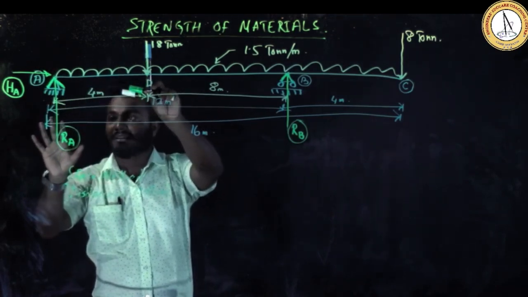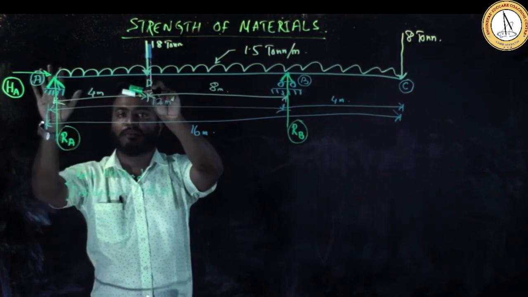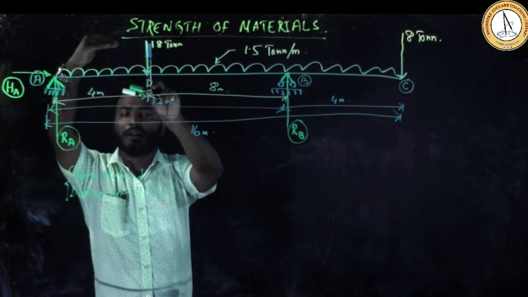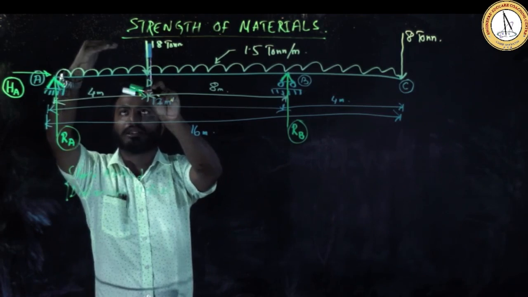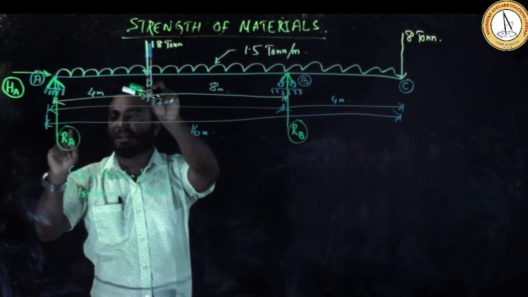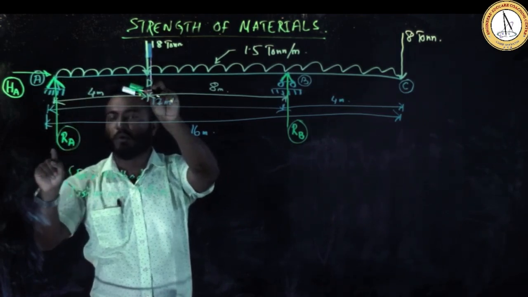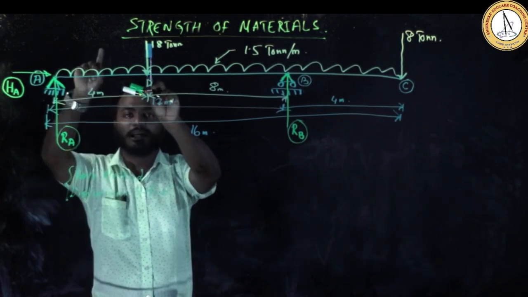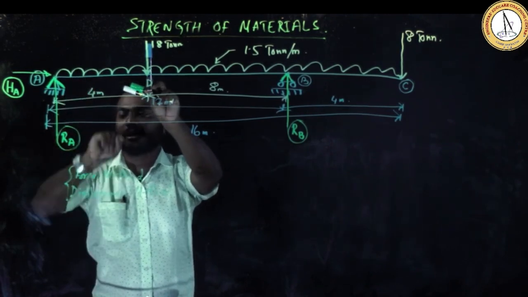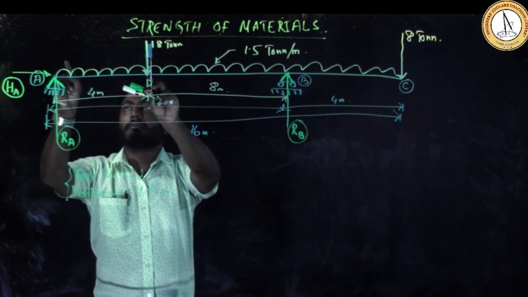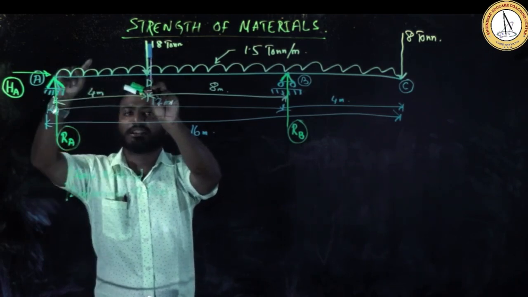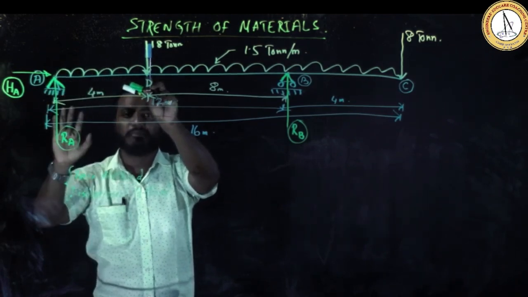Now I need to add these vertical forces. This is my vertical force in the upward direction. The UDL will give me a vertical force in the downward direction. Algebraic means if you are considering upward as positive, then definitely downward will be negative. So plus RA minus the magnitude of this UDL, what will be the remaining force?